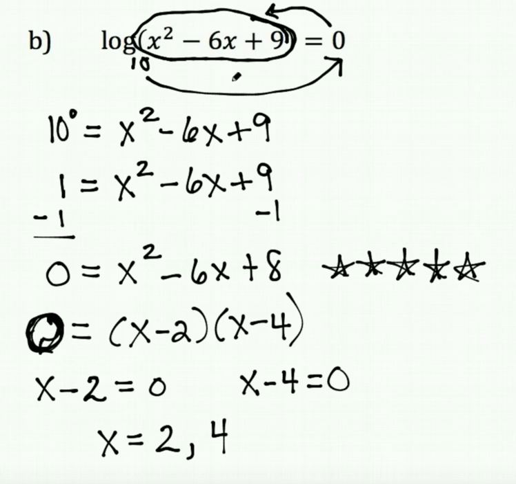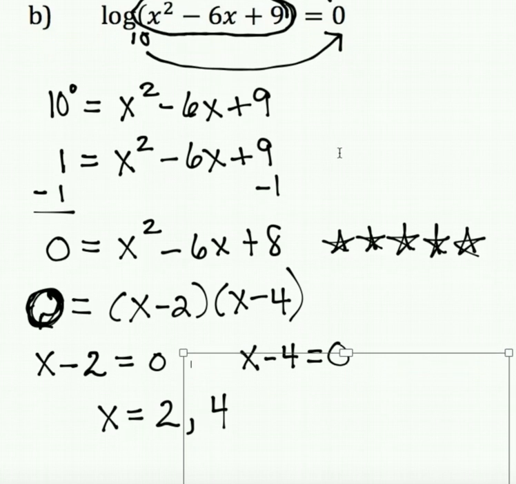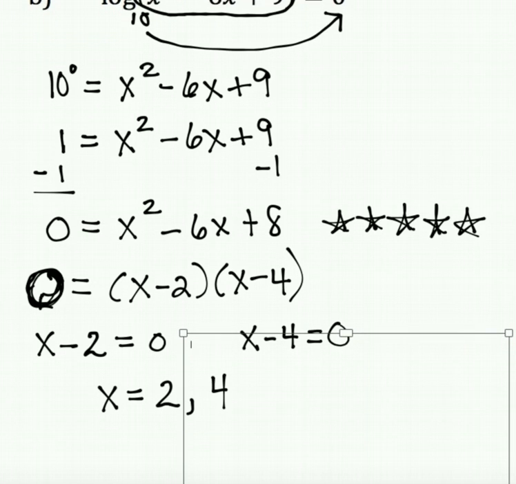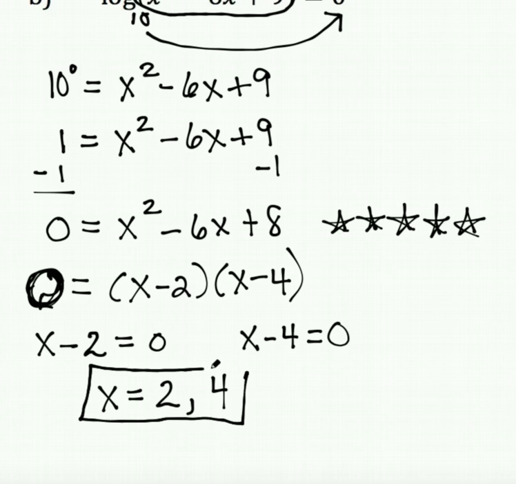And when I plug that in, I get a positive value. Also, when I plug in 4 into x squared minus 6x plus 9, I get a positive value. So that tells me I'm not taking the log of a negative. So my answers are both x equals 2 and x equals 4.